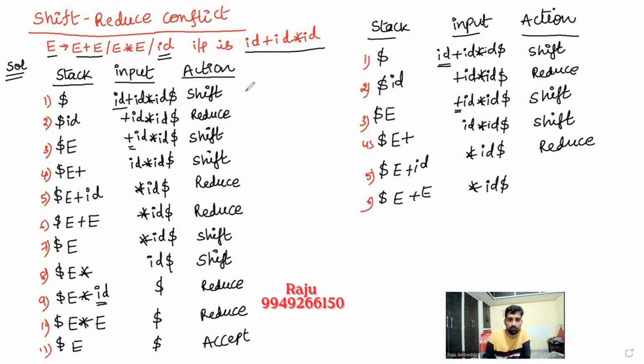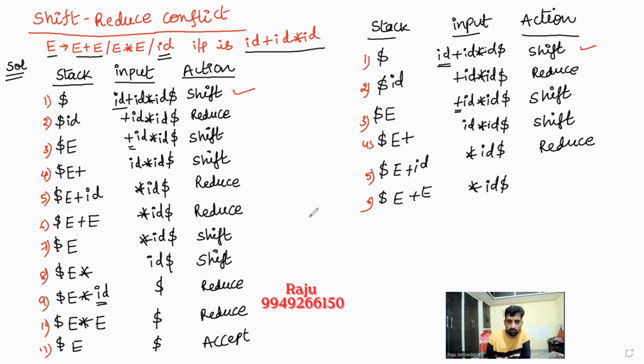Now if you see the first line, dollar ID plus ID star ID, this is the same. In the second line, ID will be shifted here. In the third line, ID will be replaced with E. In the fourth line, E plus. Fifth line, E plus ID. Sixth line, E plus E.